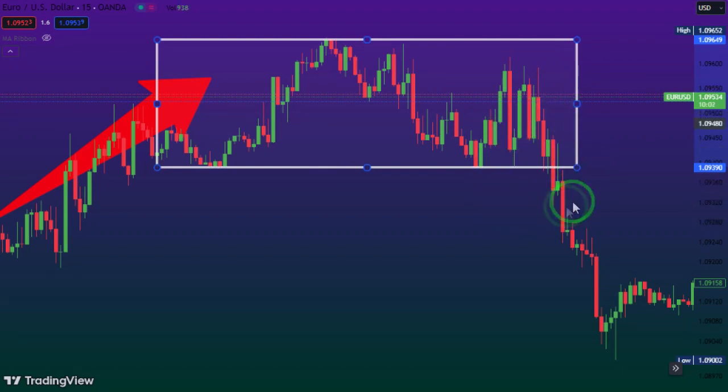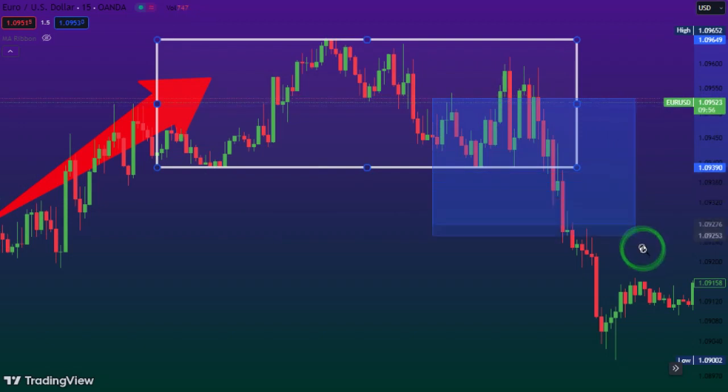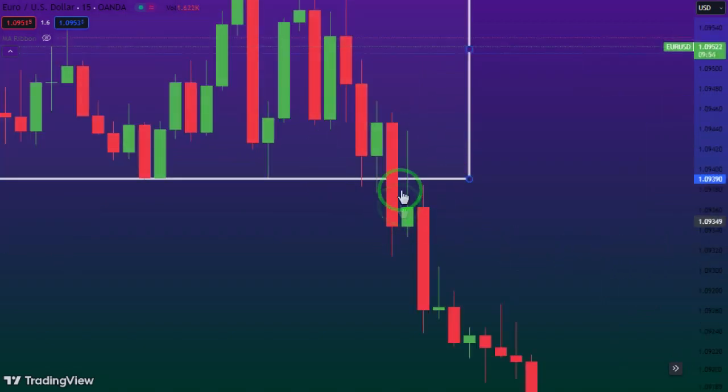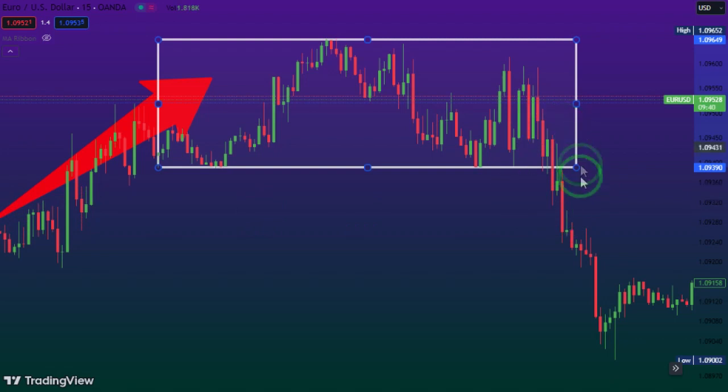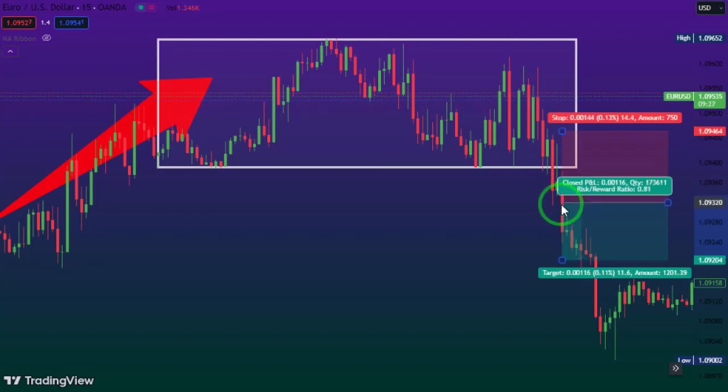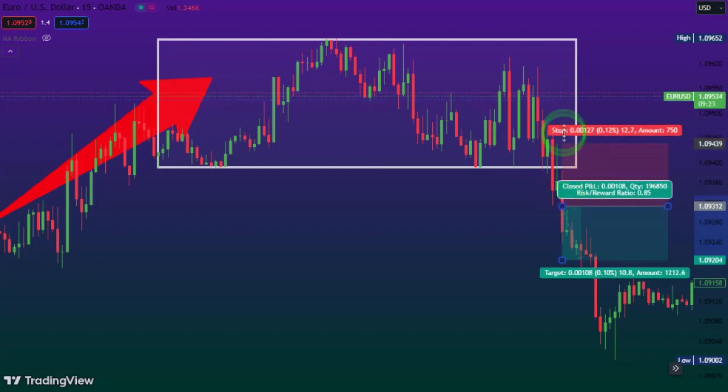Here we have a breakout. This candle closed under the support line of the trading range, and then we have a pullback. Here we go to sell. Our take profit point is the mid-move of the trading range.